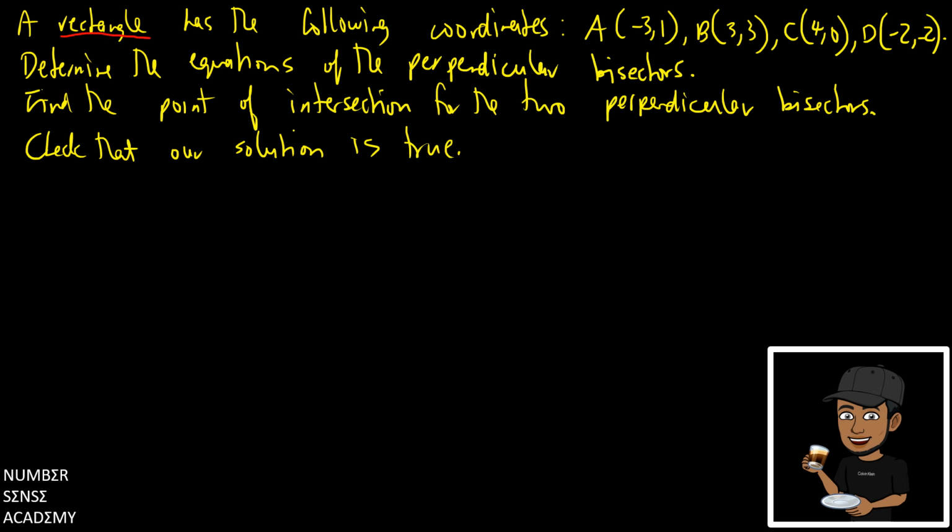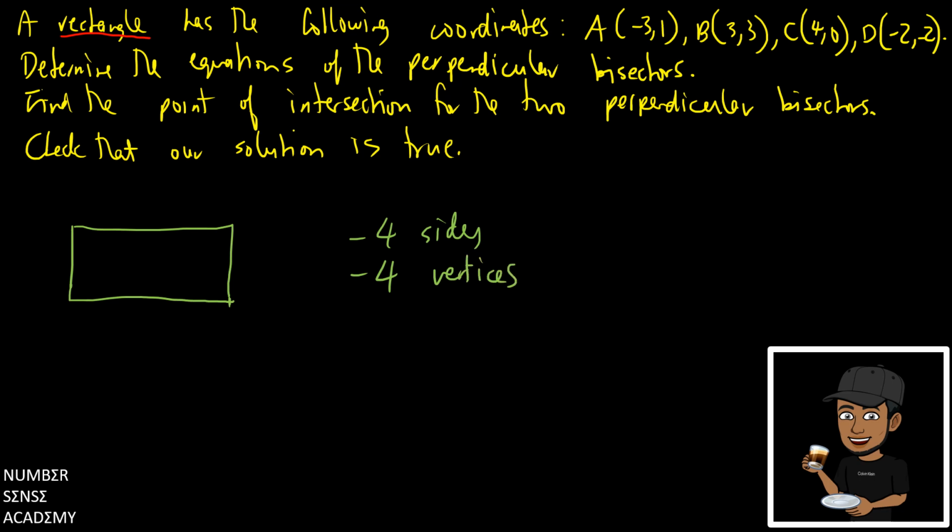One, it's a rectangle. Why is that important? That's probably the most important thing that we need to know. A rectangle has 4 sides, and it also has 4 vertices. The vertices are these things where the lines connect and intersect.